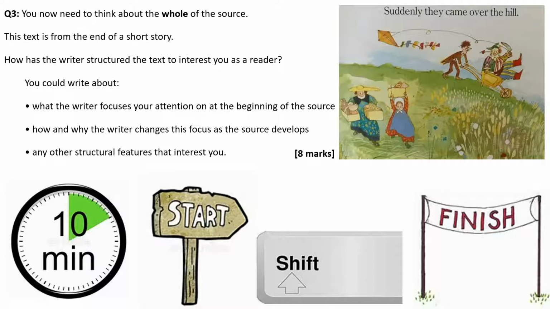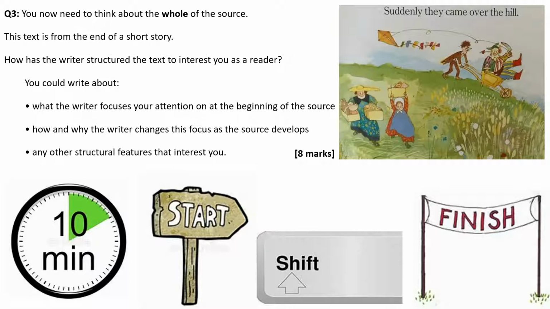So there are 3 bullet points that are there to help and guide you through the question. You could write about what the writer focuses your attention on at the beginning of the source, how and why the writer changes this focus as the source develops, and any other structural features that interest you. And that's worth 8 marks. How has the writer structured the text to interest you as a reader? Now you've only got 10 minutes to answer on this. It's worth 8 marks. You can't justify spending longer than 10 minutes on this.